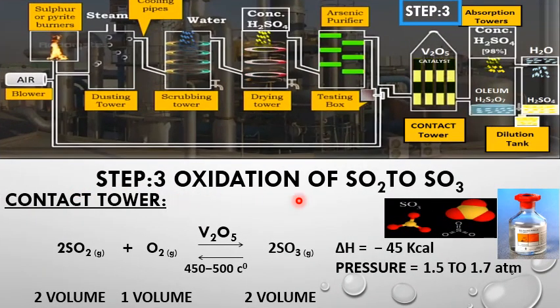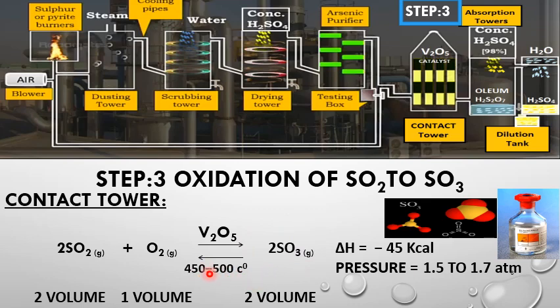Number 3. Oxidation of sulfur dioxide gas to sulfur trioxide gas. This is carried out in the contact tower, the main tower, for the production of sulphuric acid used in the contact process. The purified sulfur dioxide gas is introduced in the contact tower. Here it reacts with more oxygen in the presence of vanadium pentaoxide catalyst and produces sulfur trioxide gas. This reaction is a reversible reaction.